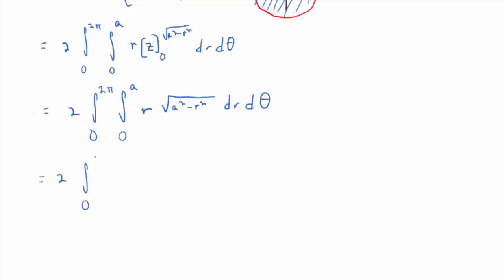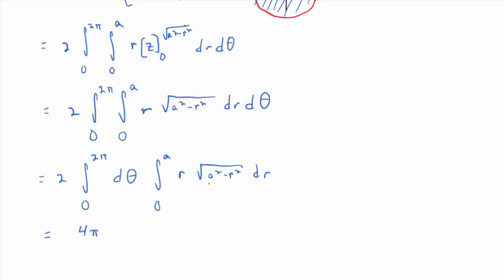Integral 2 times integral 0 to 2 pi. There is no function of theta, so just d theta, right? Then the integral from 0 to a of r times square root of a squared minus r squared dr. So what's the first integral? 0 to 2 pi d theta? It's just 2 pi times that 2 on the outside. 4 pi. Then this guy, what do I use on this guy?